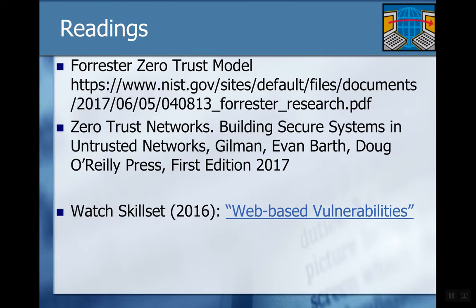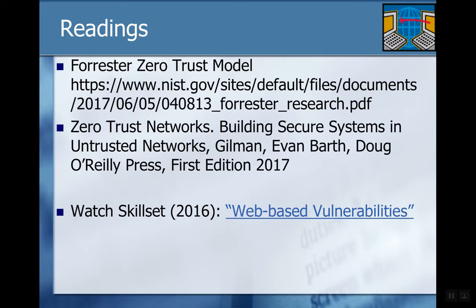There's an article out, if you look under NIST, something called the Forrester Zero Trust Model. Forrester is a research organization, and one of the things they've been focused on is creating a zero trust security model. NIST actually contracted with them and put together a white paper, which we can find at this spot right here, which outlines their concepts, and what we're going to be talking about here is based upon that white paper.